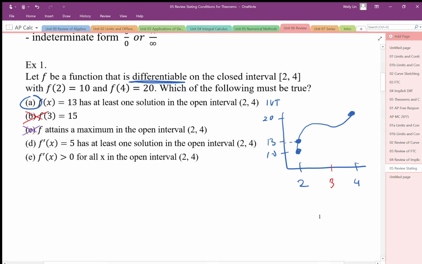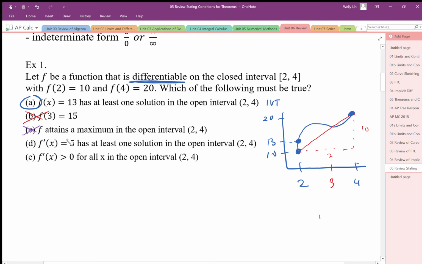D says f prime equals 5 on this open interval. Well, it is smooth and continuous. So if we calculate the slope here, this is a rise of 10, run of 2, so the average slope is equal to 5. So m equals 5 on that red line.